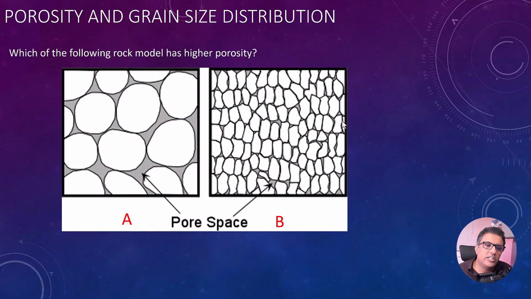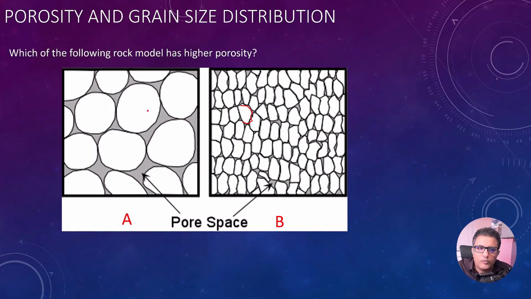Now, let me ask you another question, and it's a tricky question that I ask my students. Assume that we have two rock models, rock model A and rock model B. And let me make an important assumption here. We assume that in each rock model, the grains almost have the same size. For example, the size of this grain is almost equal to this grain. And the same for rock model B. If we measure the grain size here, we're going to notice that it is almost equal to the grain size here.